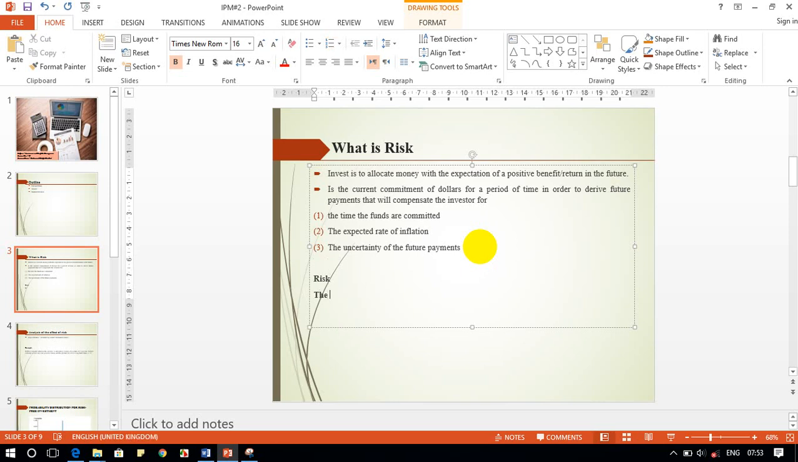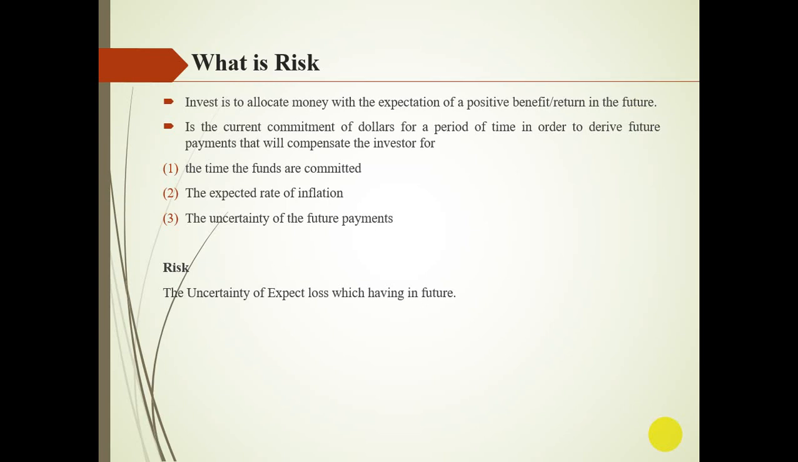Risk is the uncertainty of expected losses which are happening in the future. That is called what? Risk. Simple definition. So we are defining risk.